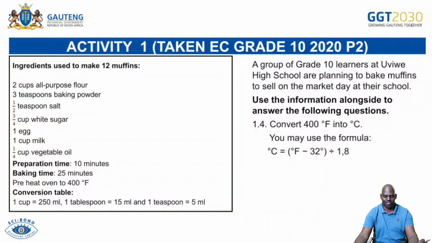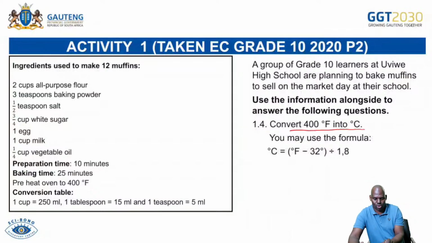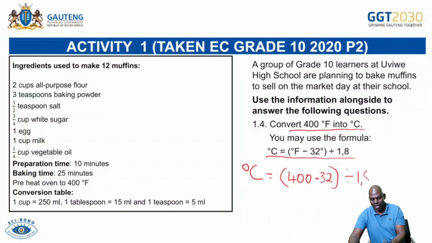Okay, still on the very same question, convert 400 degrees Fahrenheit into degrees Celsius. The other thing that's important in this case, we have to be sure that the formula that is given is correct. So in this case, we just need to do the substitution. Then it's equal to, in brackets, 400 minus 32, and then we divide by 1,8.